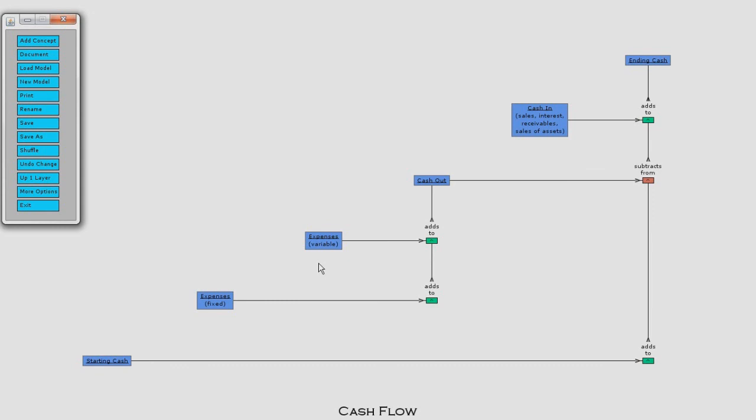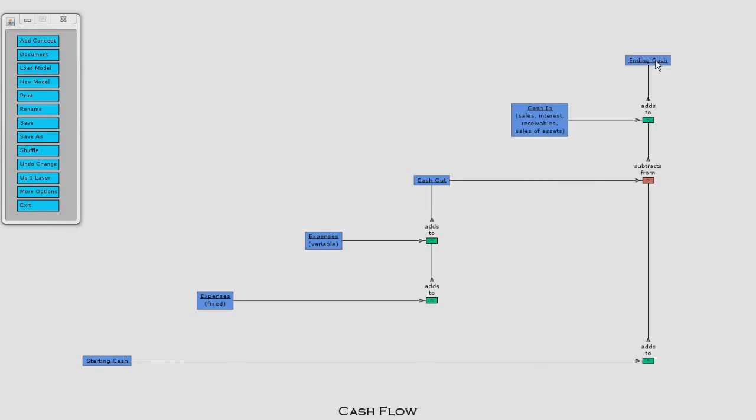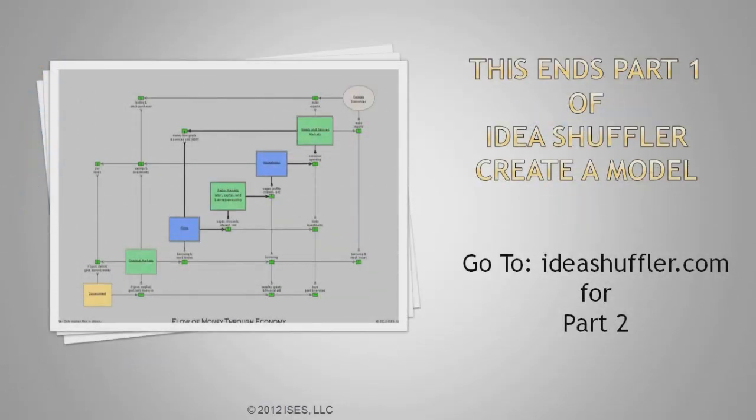You can also move a concept manually by right-dragging the mouse from one concept to another. I'll just do that to show the effect. And of course, now the diagram does not look as nice. We will move it back. So, the shuffle is a very important part of the Idea Shuffler. This ends part 1 of creating a model with the Idea Shuffler. Go to ideashuffler.com for part 2.